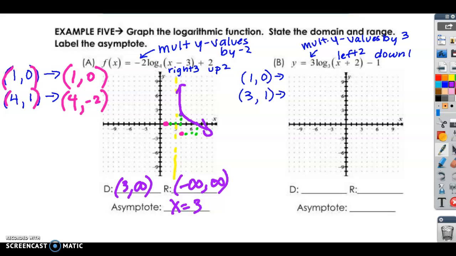All right, I'm going to run out of time, so I might as well just do another one. If you want to watch and pay attention and do this one, great. So this is left 2, down 1, multiply all the y values by 3. The base points are (1, 0) and then (base, 1). So I'm going to do that, (1, 0), and then the base 3, which has to be multiplied by 3. Plot those points, (1, 0) and (3, 3). My asymptote is going to be at x equals -2.